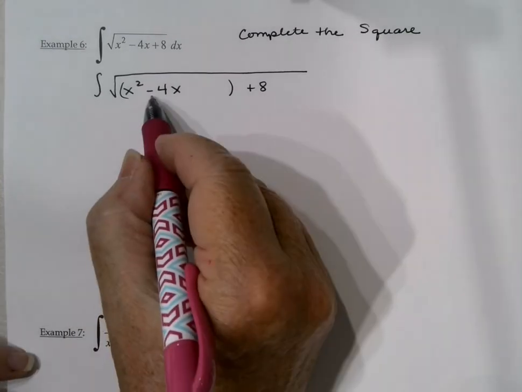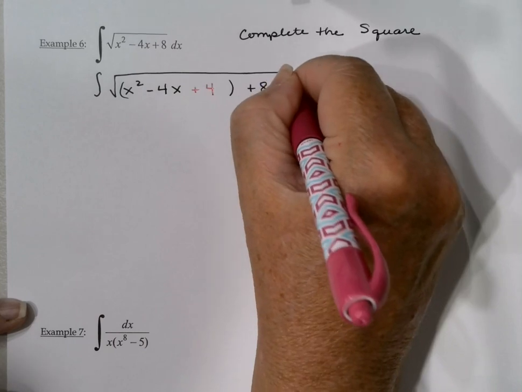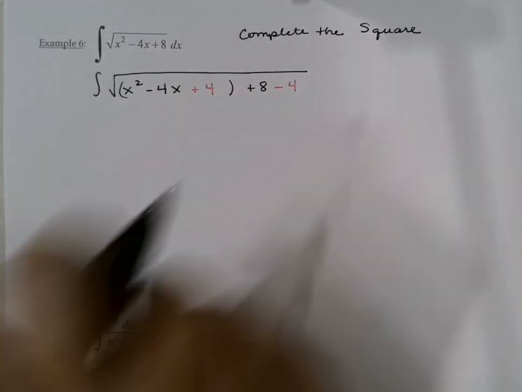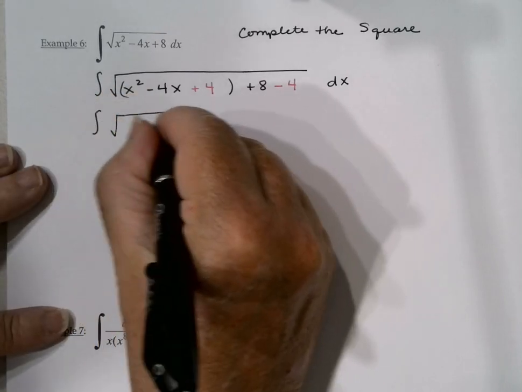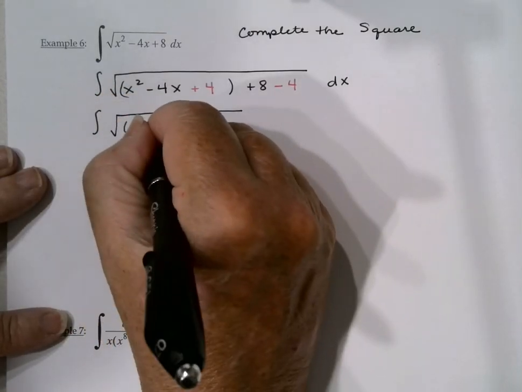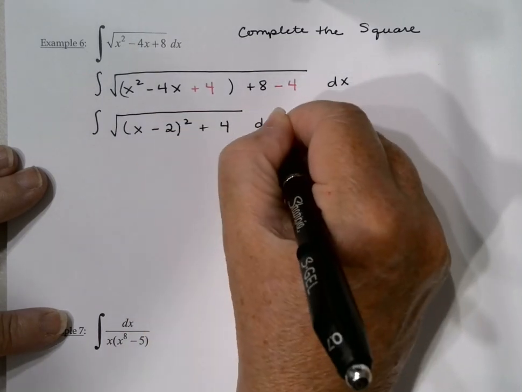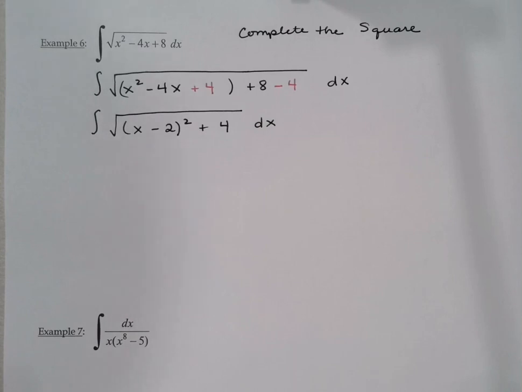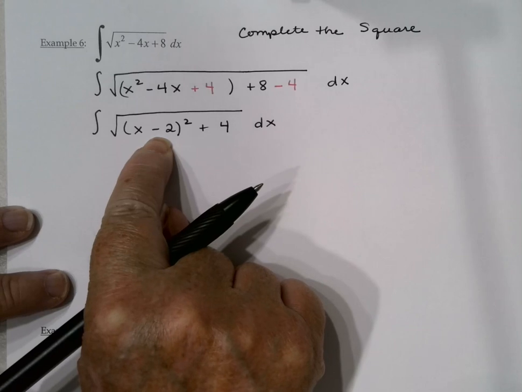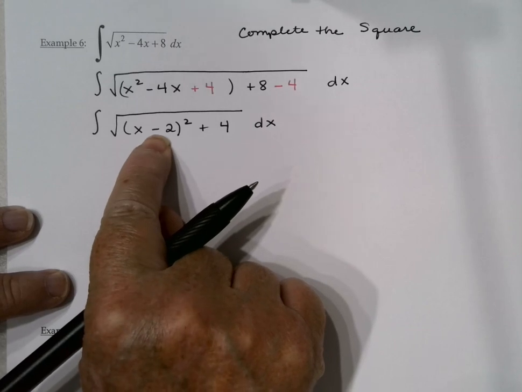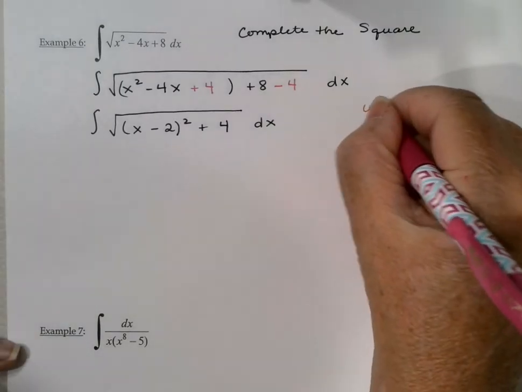All right, let's see. That's a -2 squared would be a +4. And I'll compensate by subtracting 4 out there. So I have the square root of (x minus 2) squared plus 4 dx. And this is looking a lot more promising. We've seen these before, and we usually just let u be what's inside here being squared. So let's do a quick little u substitution. We'll let u be x minus 2.